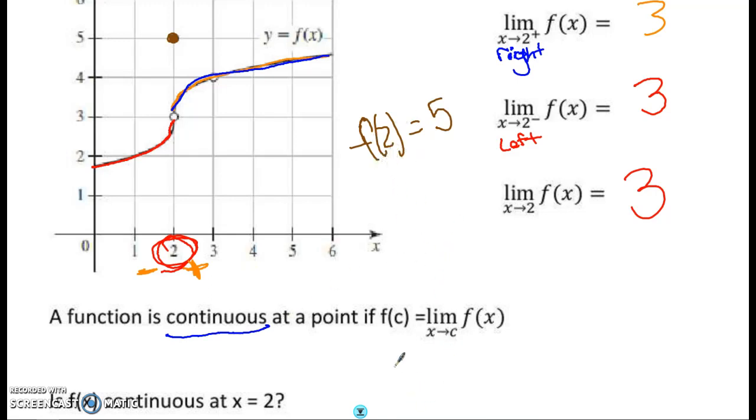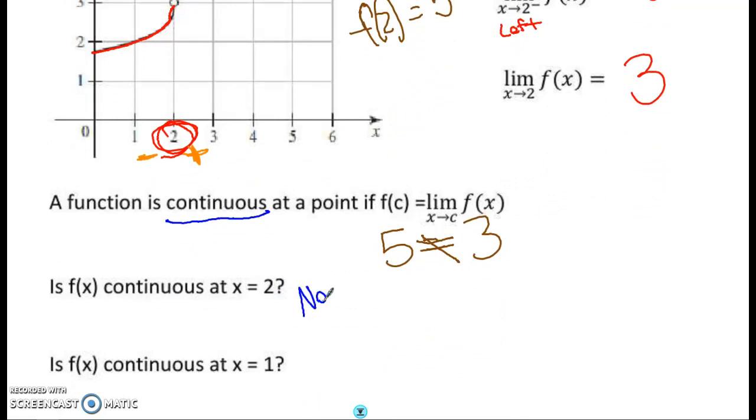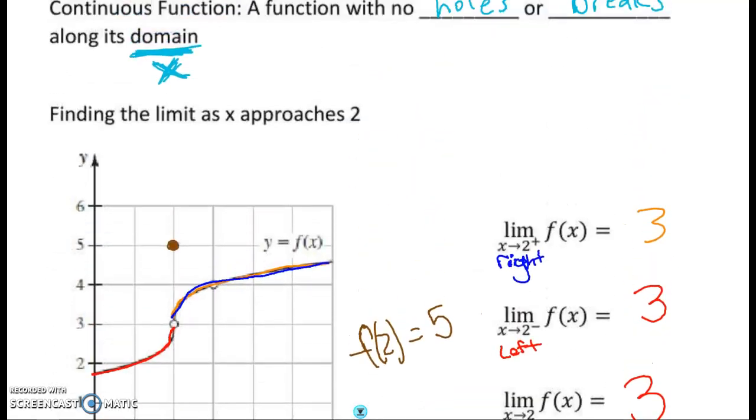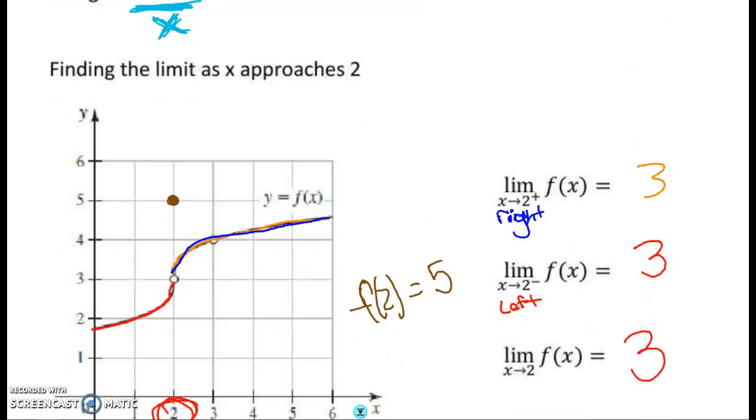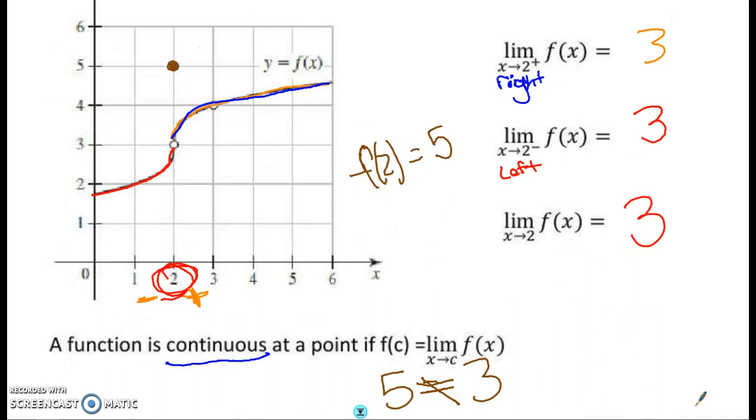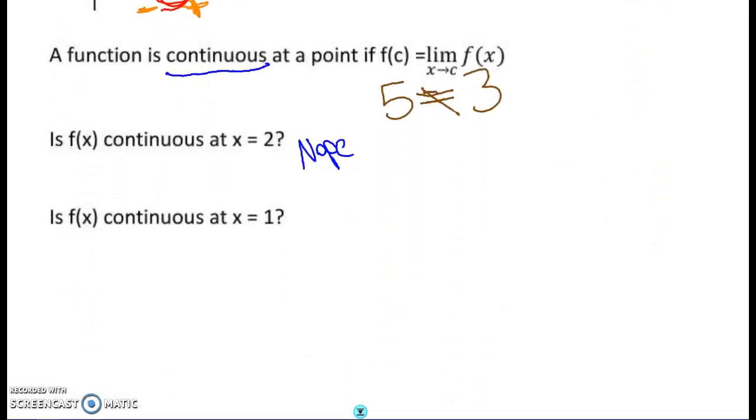So the actual function value at x equals 2 is 5, while the limit, which we found up here, was 3. These are not the same. Therefore, it is not continuous. It is not continuous at x equals 2. And that fits this definition up here, that if it has holes or breaks, it is not continuous. We're going to be looking at continuity at specific values instead of the whole function. So at this point, it's not continuous. Everywhere else, we're good, we're good, we're good. We're not good here, and not good here. So we're going to be examining continuity at specific points now.